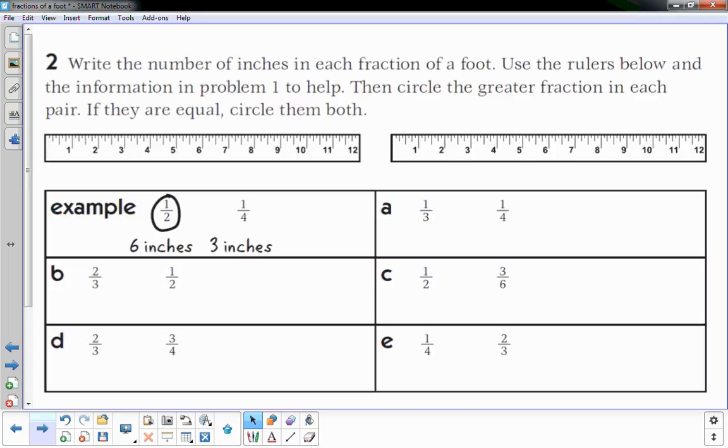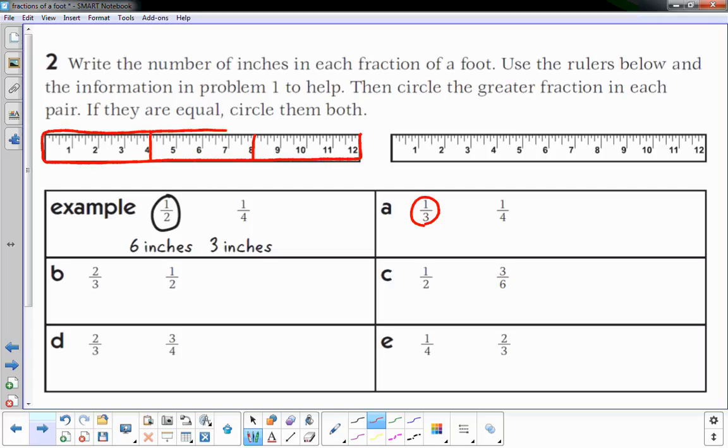Excuse me. 2. Write the number of inches in each fraction of a foot. Use the rulers below and the information in problem 1 to help. Then circle the greater fraction in each pair. If they are equal, circle them both. Okay, so if I go to letter A, I'm going to show 1/3 on the ruler on the left. I have to break that up into thirds first, into 3 equal parts. So I'm going to break it up into thirds, which is 3 equal pieces, and 1/3 would be one of these. This is 1/3.